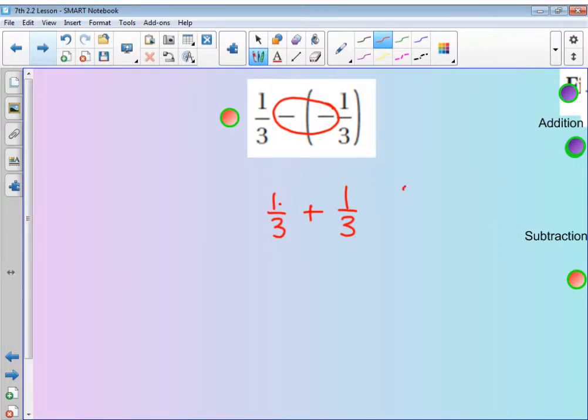1 plus 1 gives me 2 over 3. Okay, those were both positives, so that's not anything new compared to what you used to do with fractions. Remember, it's when they throw in those negatives that you have to do all of your thinking.